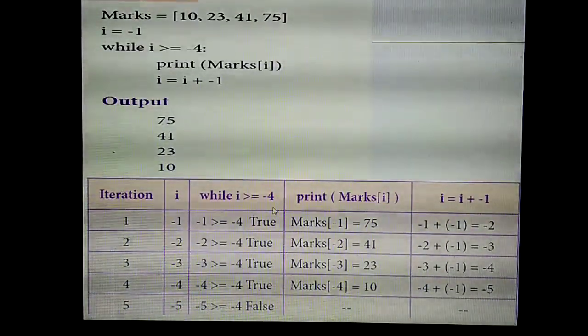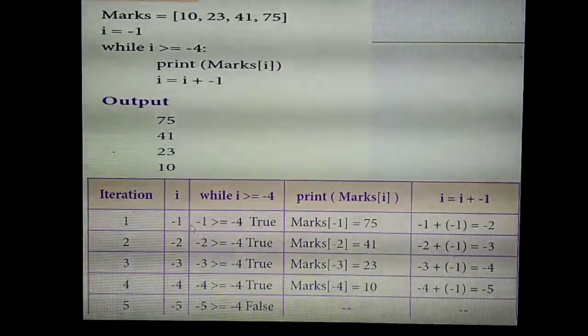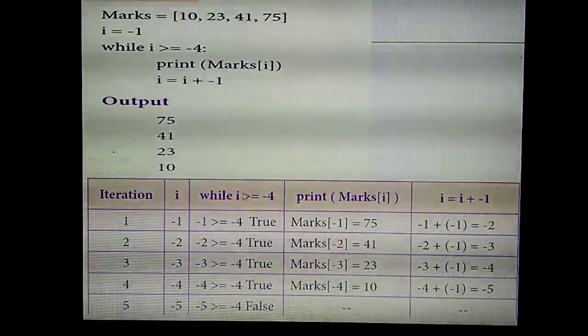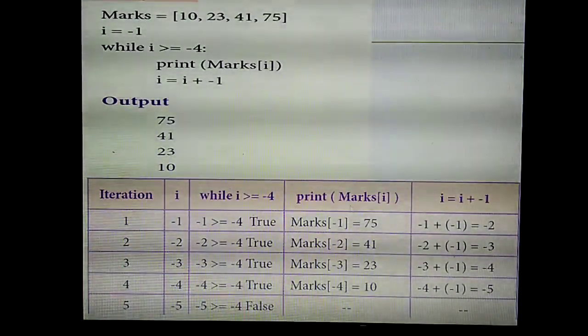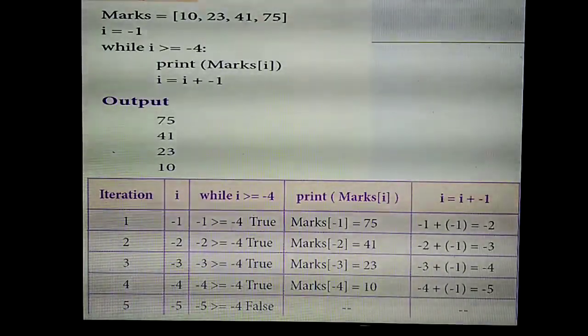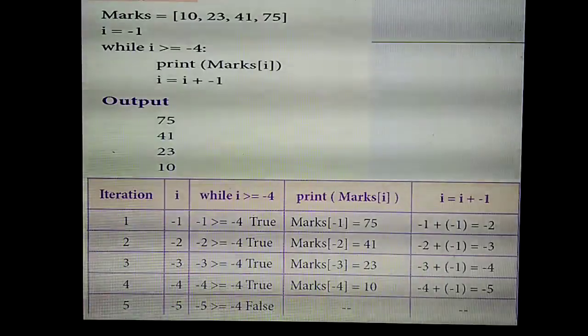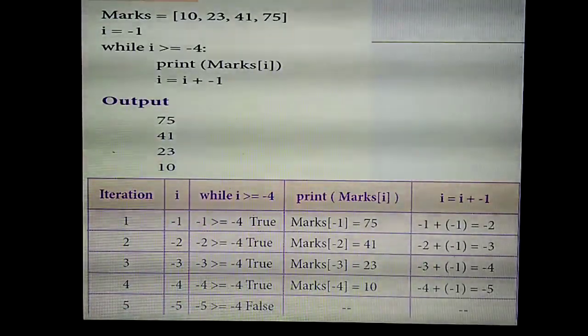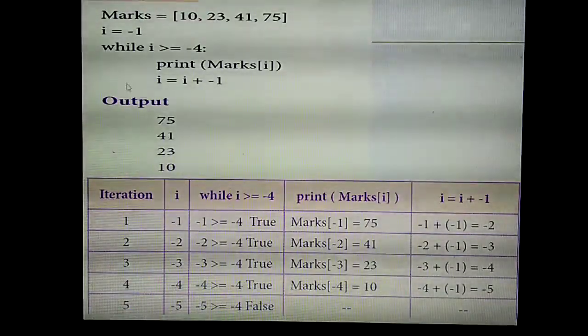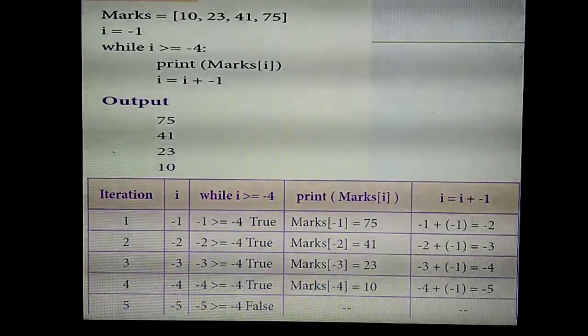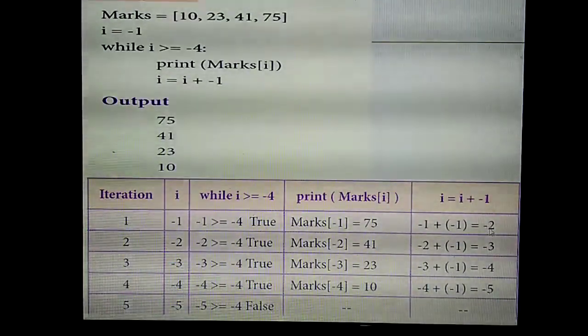So first iteration, what's the value of I? -1. It will check the condition whether -1 is less than or equal to -4. So the condition is true. Then print marks of I. In the place of I, what value do you substitute? -1. In the place of -1, what value will be there? 75. So what output do you get? 75. The next step is I equals I plus -1. What's the value of I? -1. Next step, -1, so next is -2.